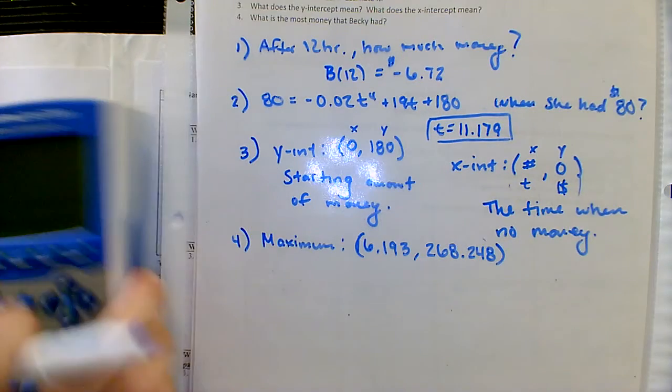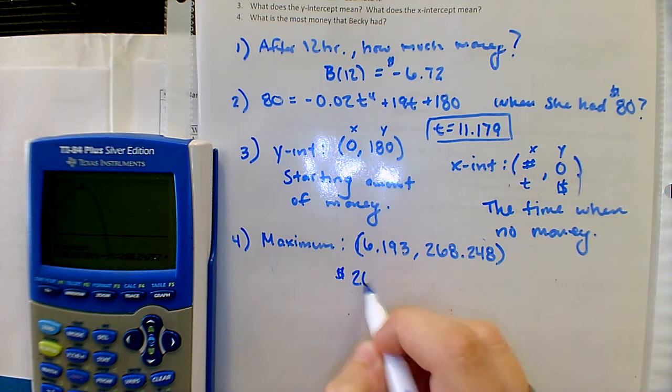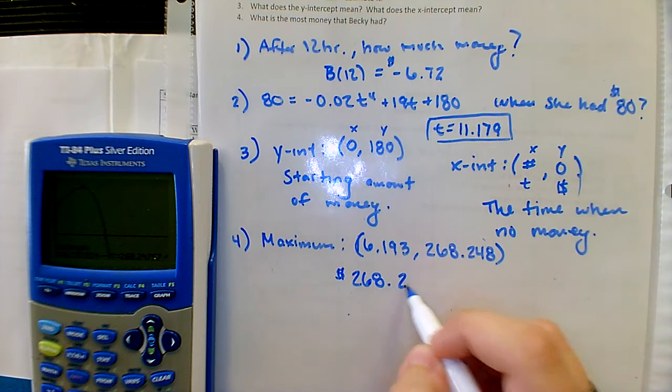Alright, so now that we have those values, we need to analyze what they mean to help us answer this question. What is the most amount of money that Becky had? Good. Oh, I want to say Brooke, but it's Brianna. Go, Brianna. $268.25. There we go. We'll round it.